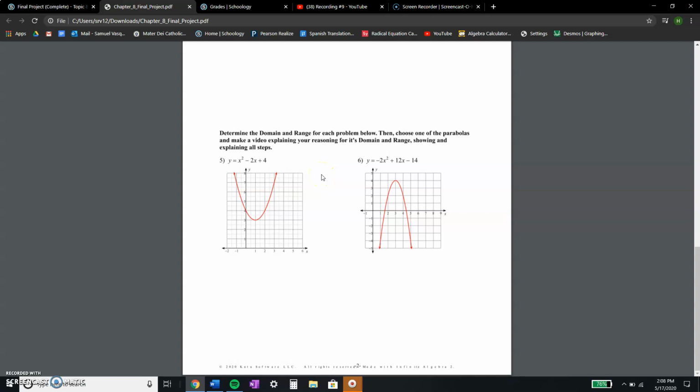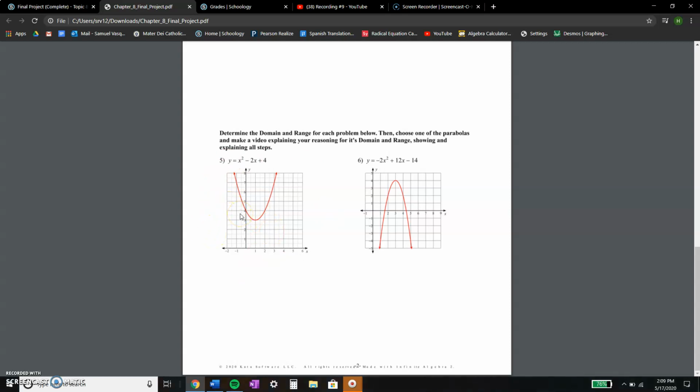Let's get started. The basic equation is y equals x squared minus 2x plus 4, and as you can see, it is displayed on this graph. All the question is asking is to find the domain and range for each problem, and then choose one of the parabolas to make a video. Hence, where we are right now.